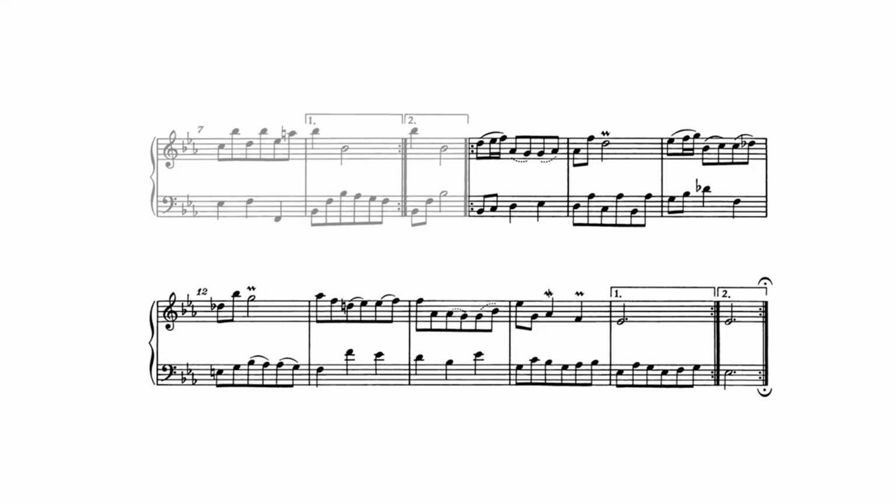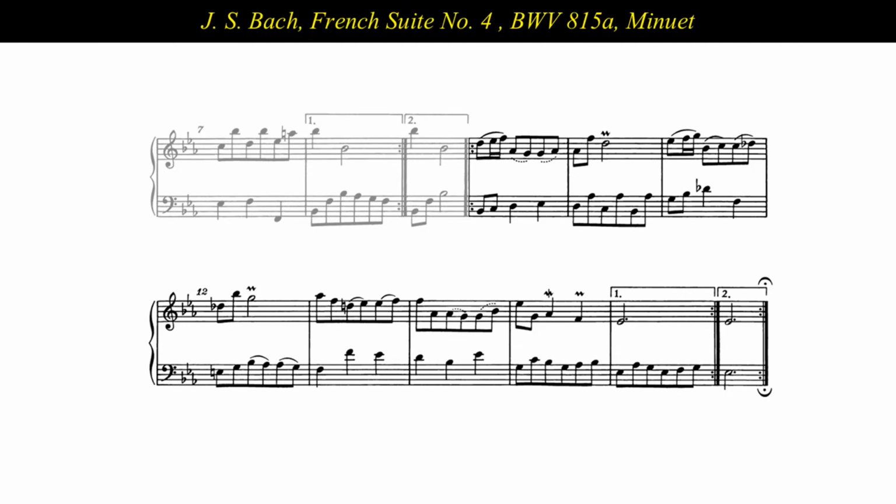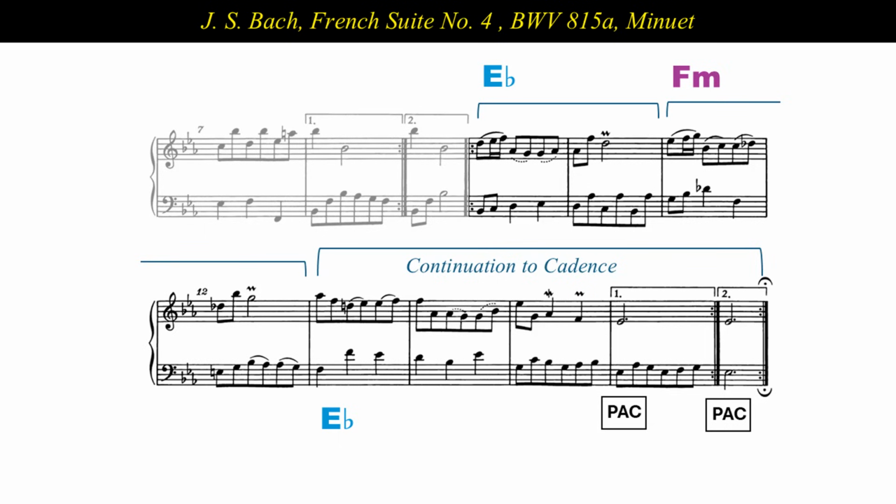In the following example from Bach's French Suite No. 4, we can easily appreciate the sequential repetition of the initial basic idea, followed by a continuation to the final cadence.